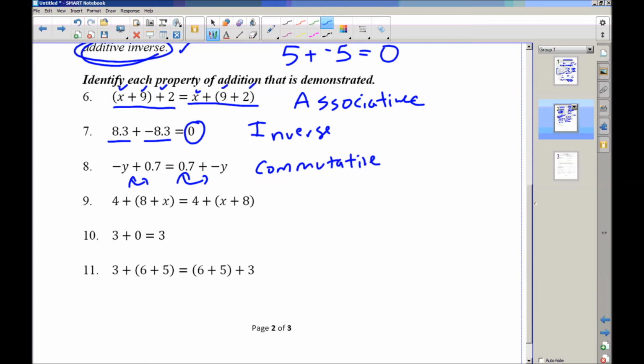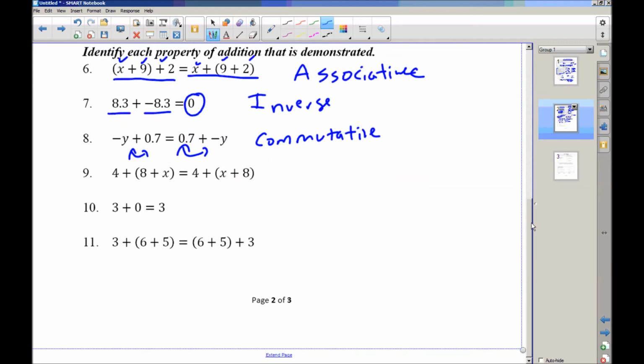Okay. 4 plus parentheses 8 plus x, and then 4 plus parentheses x plus 8. A lot of people get fooled into thinking that this is associative property because it has parentheses, but you have to look careful. It changed the order in which we added the stuff in the parentheses. It did not move the parentheses without changing the order of the numbers, the terms. Instead, it left the parentheses where they were and changed the terms. So this is actually the commutative again. Change the order in which I added up the x and the 8.